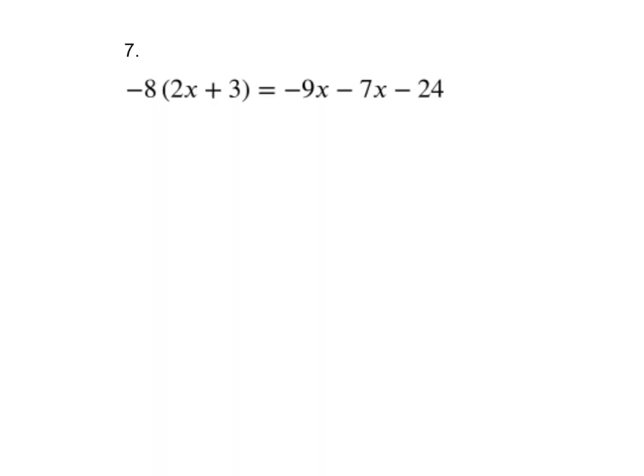Okay, number 7, lots of steps here. I'll put my line down the equal sign. On the left, I see that there's parentheses again, so we'll use the distributive property to clear the parentheses. Negative 8 times 2 is negative 16x. And negative 8 times a positive 3 is negative 24.